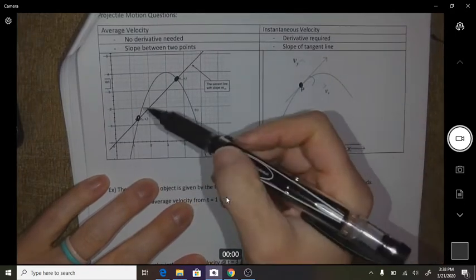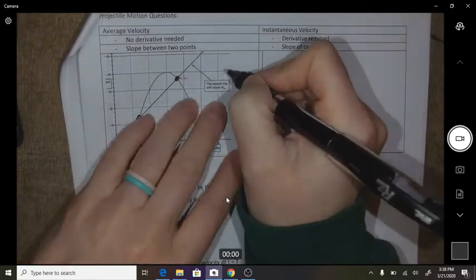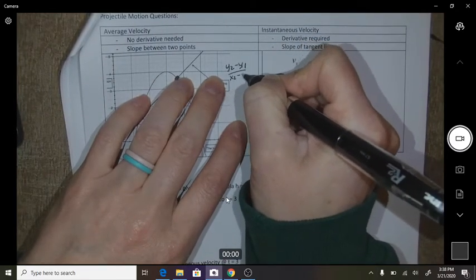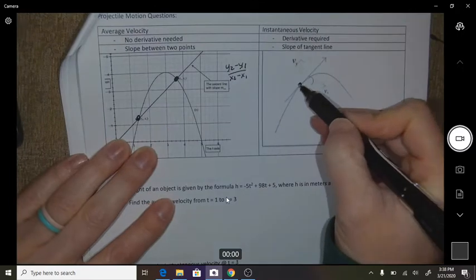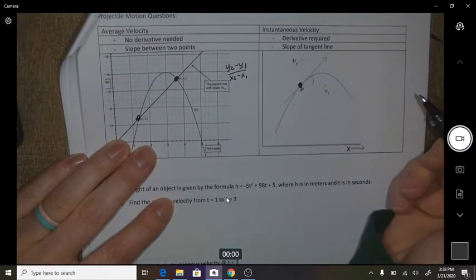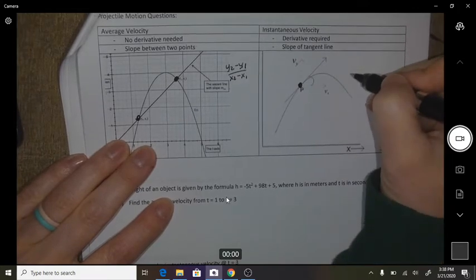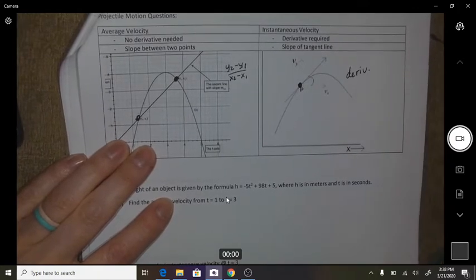So you can see here that we could do our y2 minus y1, our slope, right? Our basic slope equation. Versus here, we can't do a slope because we don't have two different points. So here we're actually going to have to take the derivative.